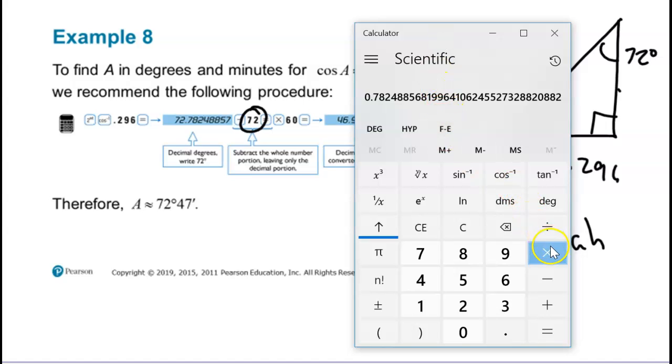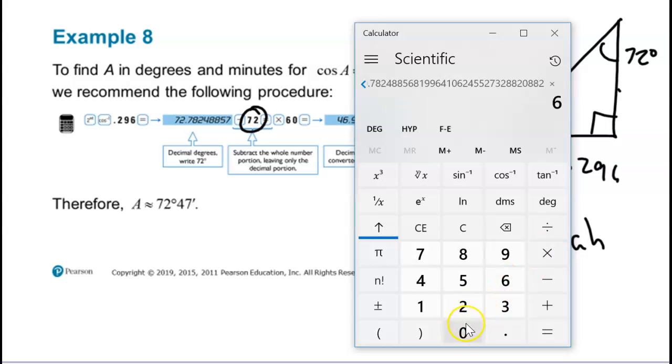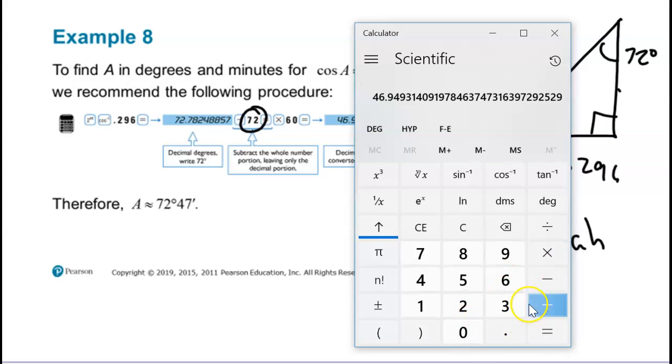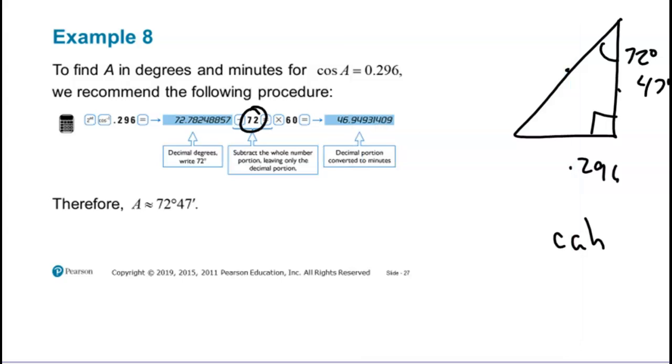0.78. I'm going to multiply that, because it is 0.78 of a degree, times 60 minutes to get 46.9, and so I round that up to 47. Remember, I subtracted off my degrees, so what this gives me is the minutes, which is 47 minutes. So 72 degrees, 47 minutes is this angle that I've come up with using the inverse cosine. And the same thing works with inverse tangent and inverse sine.